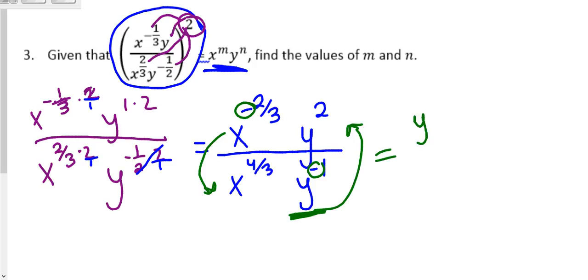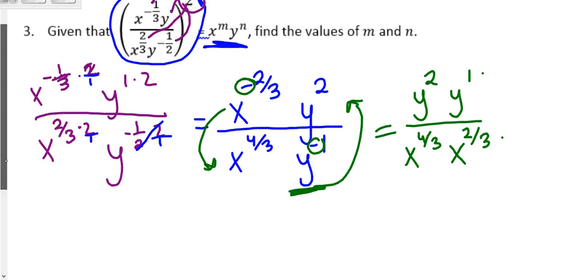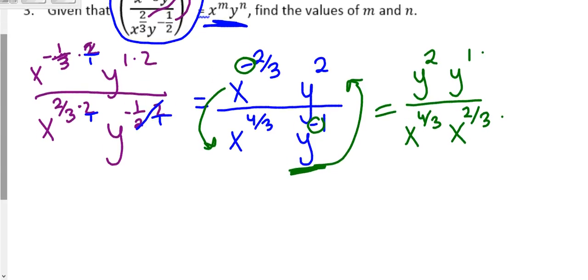So on the top, I'll keep y squared. I'll add a y to the first. On the bottom, I'll keep x to the 4/3, and I'll add an x to the 2/3. Notice when they moved, they are now positive. Now let's write our final answer. There are a couple steps before we get there.